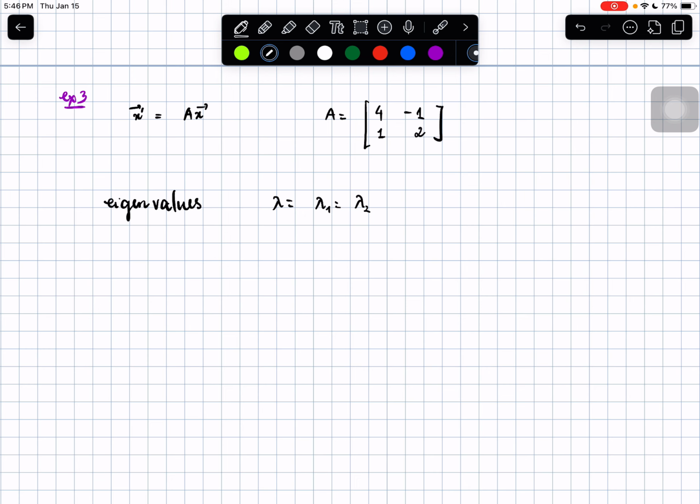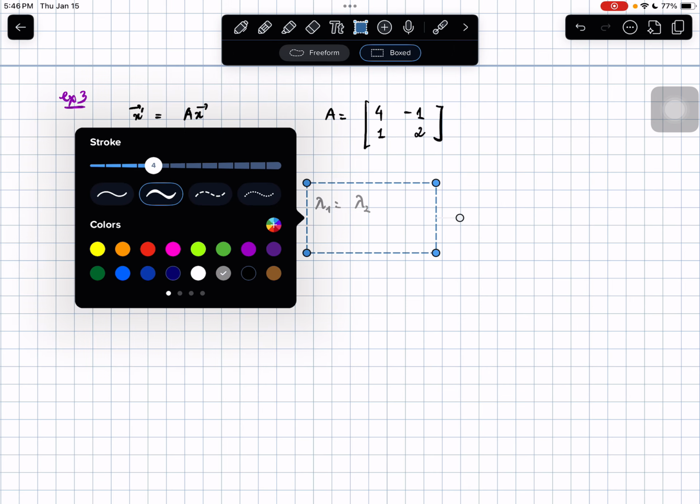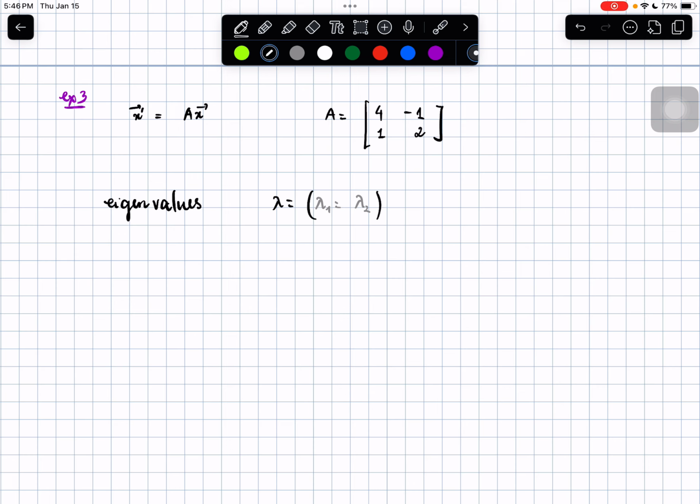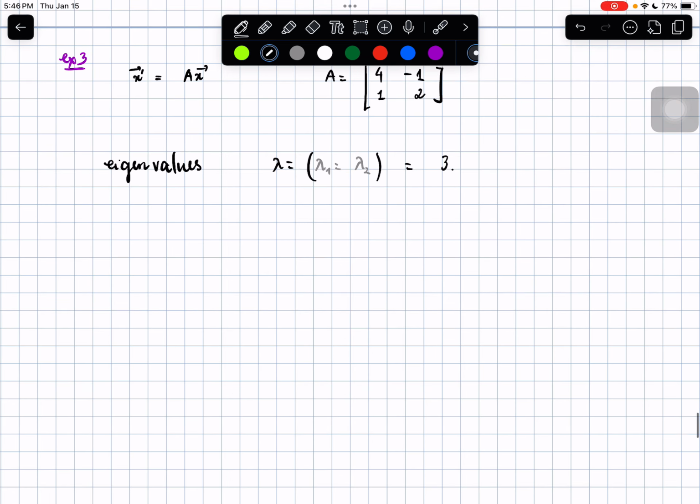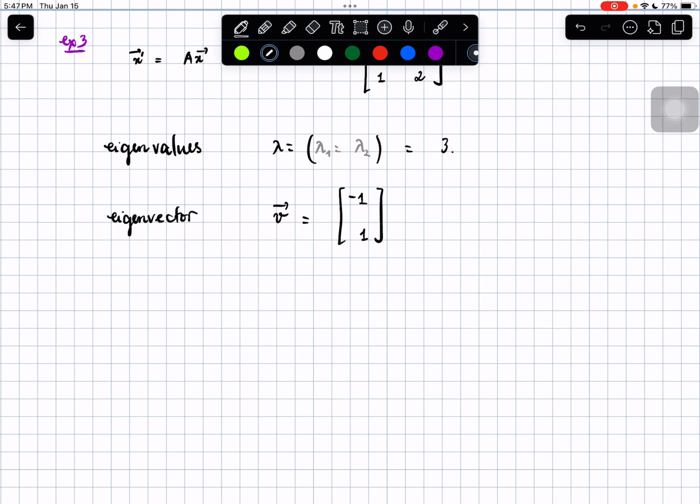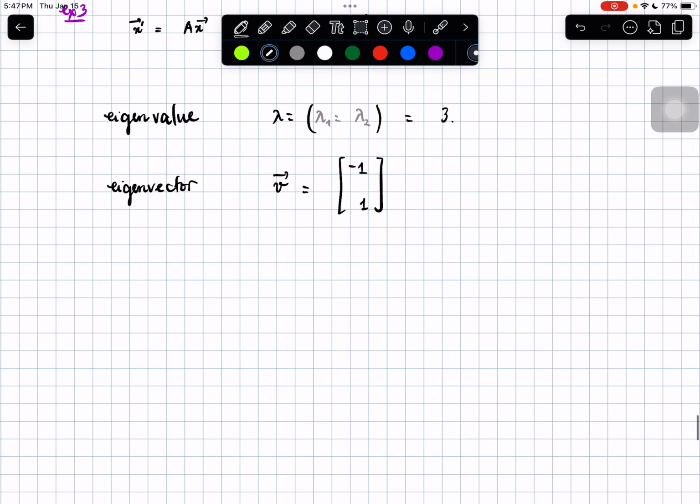So the two eigenvalues are the same, equal to 3. For these eigenvalues, the corresponding eigenvectors V, we only have one linearly independent eigenvector, so we can choose V to be minus 1, 1. So in this case, we say these are defective eigenvalues. Let me just put lambda defective.